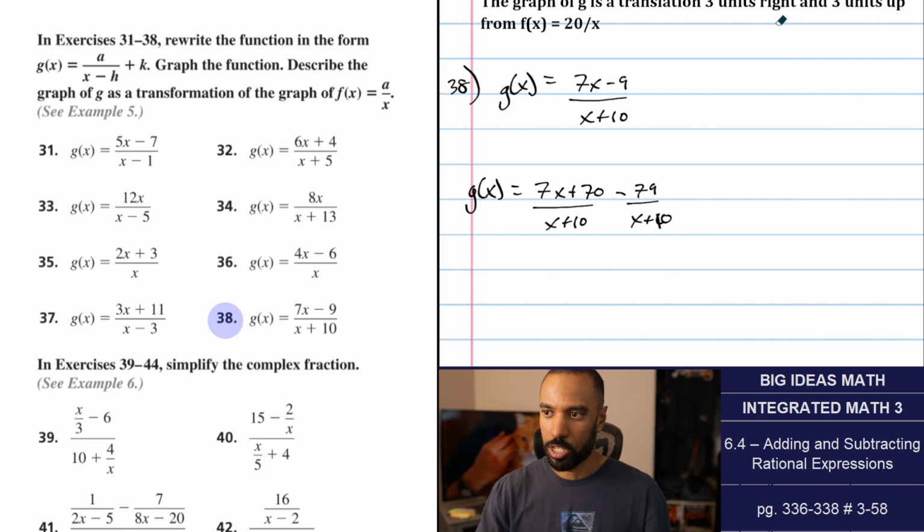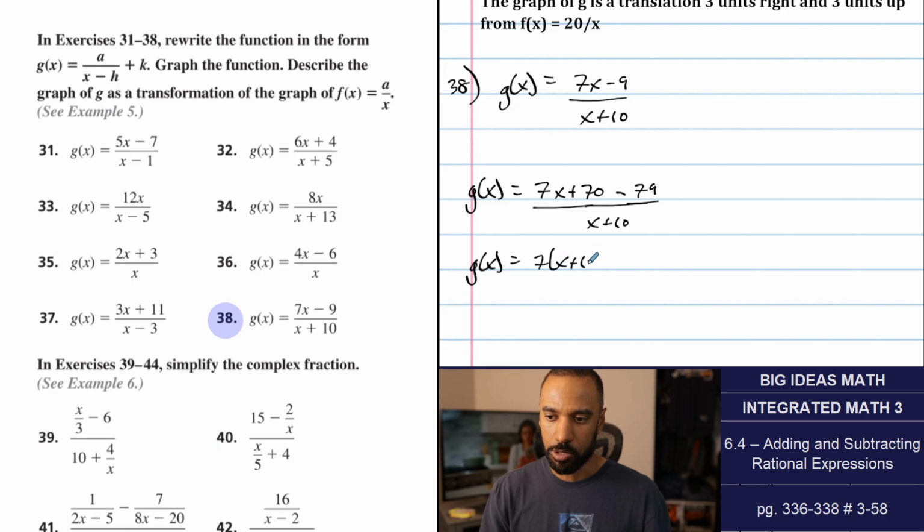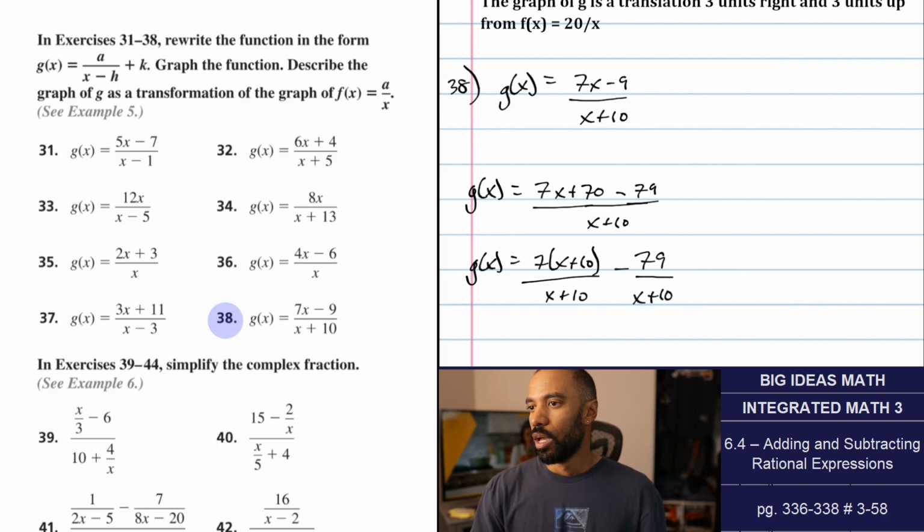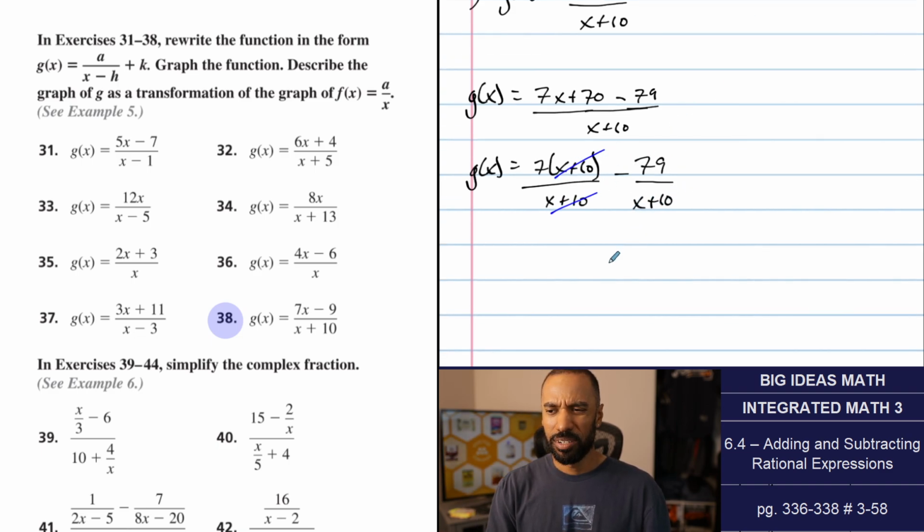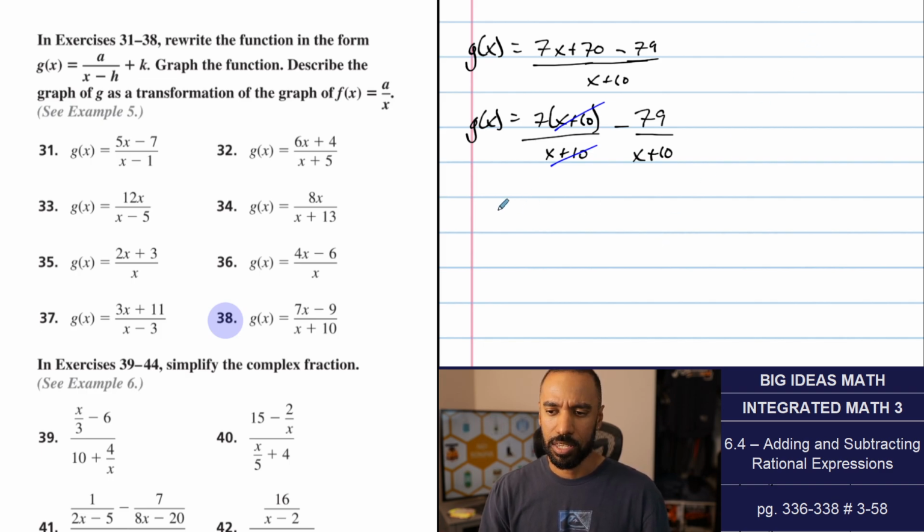Actually, let's write it all over a single x plus 10 still, because I've got one more step to do anyway. So all over x plus 10. And then as we factor 7 out to get the x plus 10, that divides by this x plus 10 and we'll cancel. This minus 79, ooh, that's our a value though. Is 79 a prime number? I can't think of anything 79 can divide by.